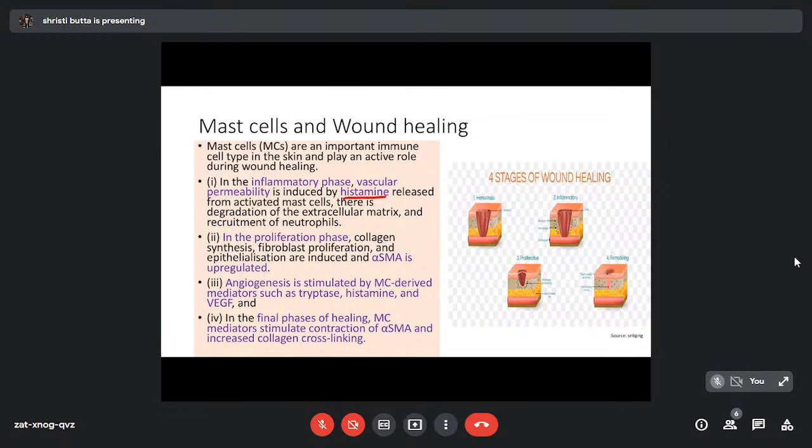Okay, there is also a degradation of the extracellular matrix produced because of the MMPs released by the mast cells as well as the neutrophils by their neutrophilic extracellular traps. In the proliferation phase, collagen synthesis and fibroblast proliferation occurs. The alpha SMA levels are upregulated. This alpha SMA, remember, is produced by the myofibroblasts.